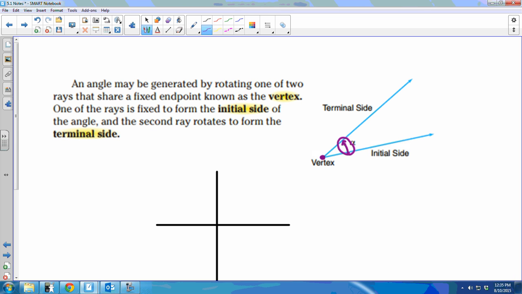Vertex is right here. Initial side, the initial side is this ray, and the terminal side is this ray.